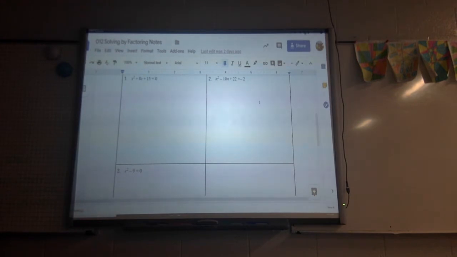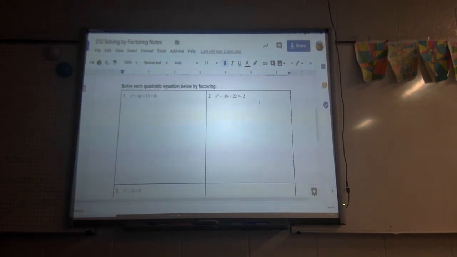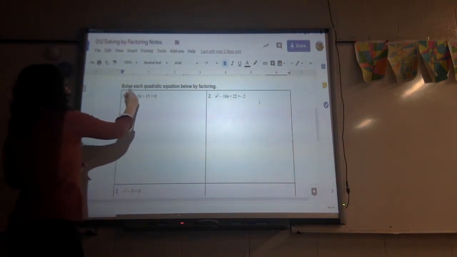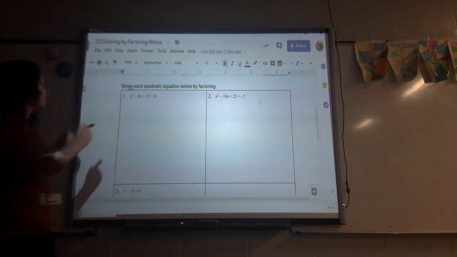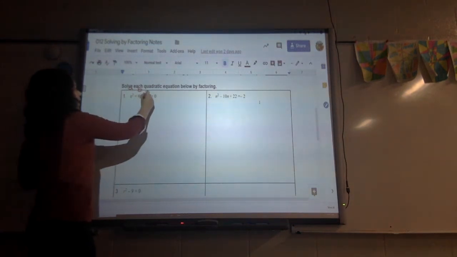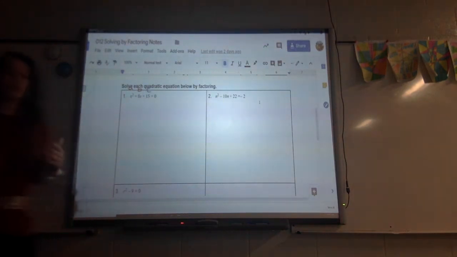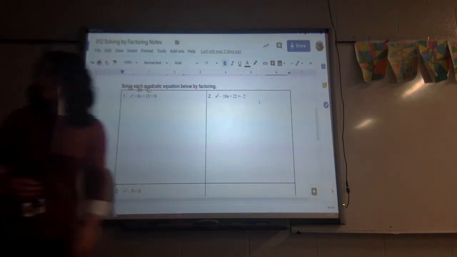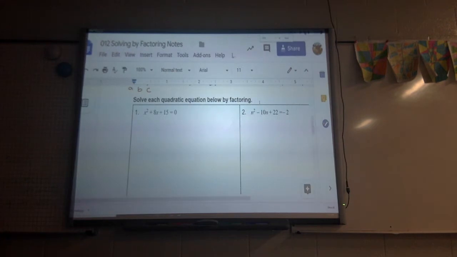So if I was going to solve number 1, just as a quick reminder, I'm going to label this. Whatever number is with x squared is A, whatever number is just with x is B, and whatever number is by itself is C. Okay? Just a quick refresher there. Let me make that just a little bigger so you can see this. Okay. So A, B, and C.